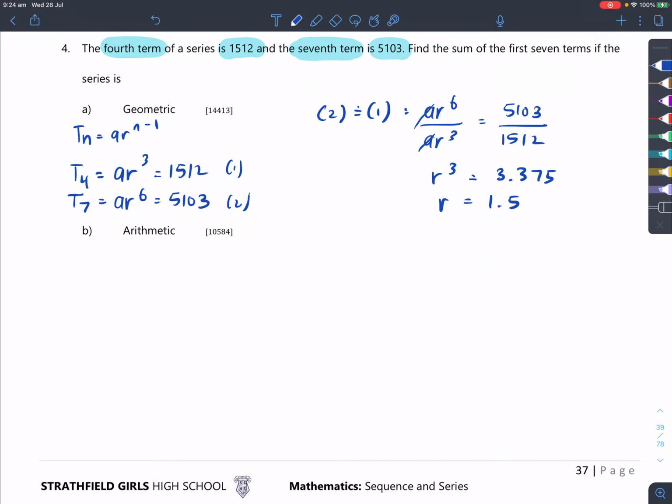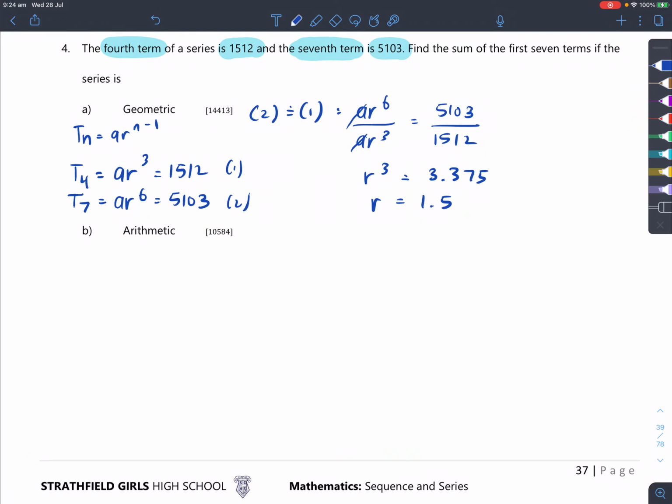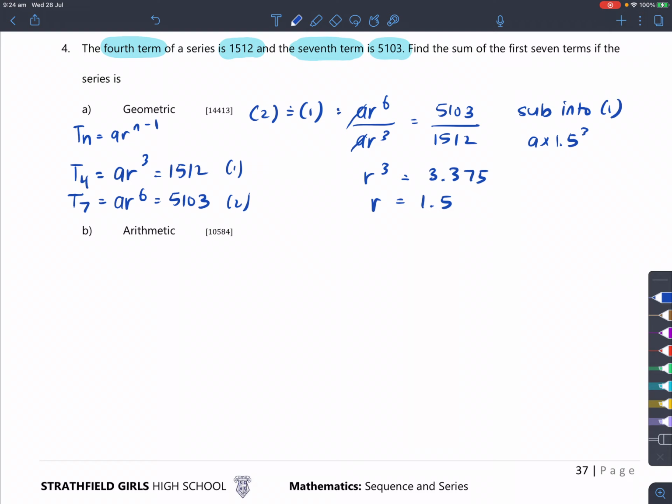Now after you do this, you have to find what A is. Let's just sub it into equation 1. If I substitute into 1, then A times 1.5 cubed is equal to 1512. If I solve for A, 1512 divided by 1.5 cubed, A will be 448. Now that we've got these two values, we can find what they want, which is the sum of the first 7 terms.